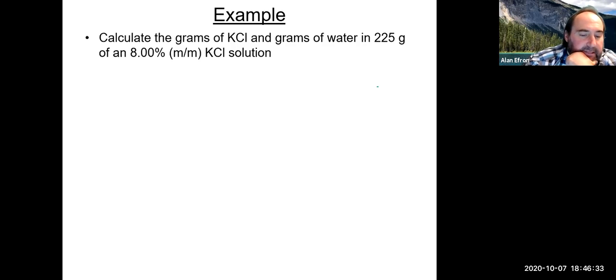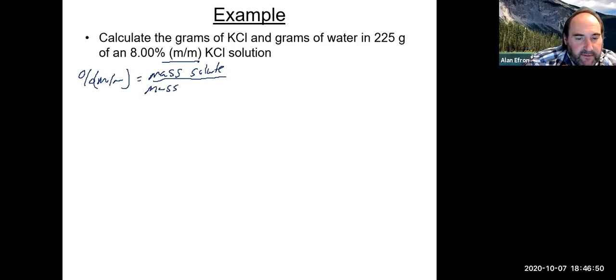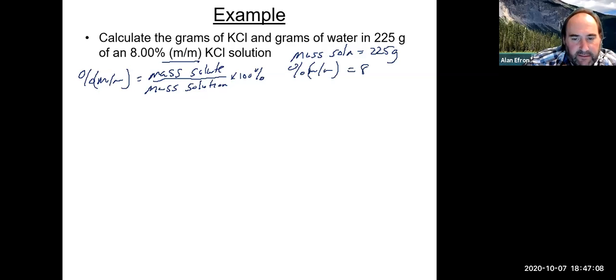Okay, so let's see how we're doing on this one. Again, there's a couple different ways you could do it. We're definitely dealing with percent mass to mass. So the percent mass to mass is our mass of solute divided by the mass of the solution times 100%. In this case, we do have the mass of the solution given to us, which is 225 grams. We also have the percent mass to mass given to us, which is 8%.